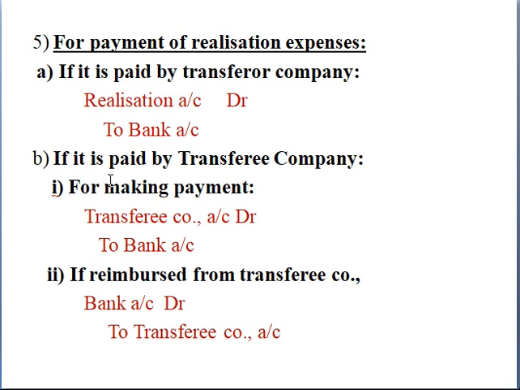In some cases, such realization expenses are paid by the transferee company, that is the purchasing company. First one is for making the payment. Who makes the payment? The purchasing company, right? So transferee company account debit to bank account. See these two differences. If the selling company itself paid, the realization expenses are to be debited, right? So realization account debit to bank account. But if the same expenses are paid by the purchasing company, debit who paid. So transferee company account debit to bank account.